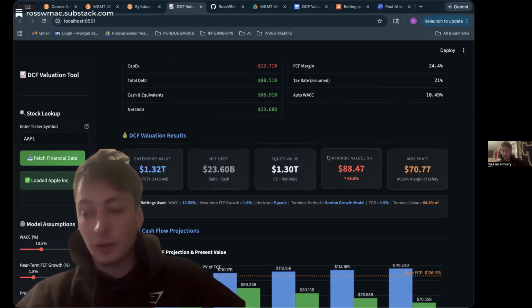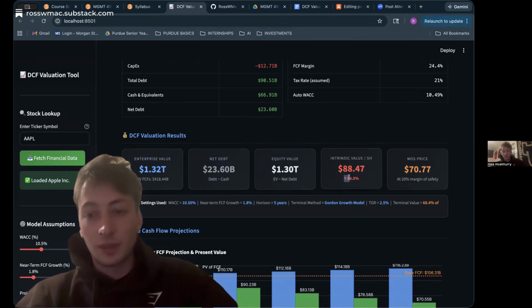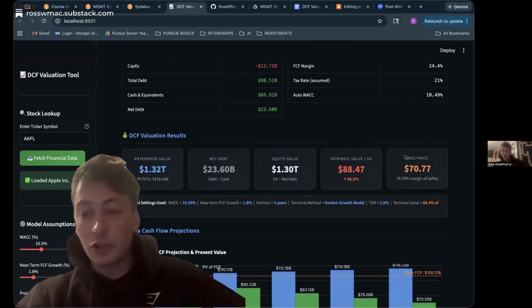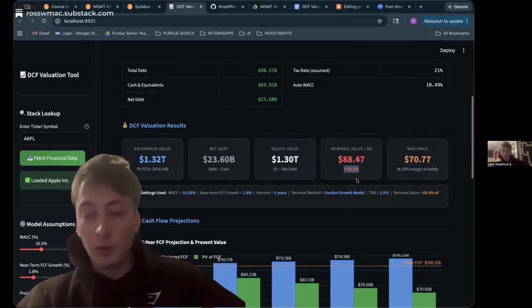You have your intrinsic value per share, which is your equity value divided by shares outstanding. We'll talk about this little number right here a little bit later. And then you have your margin of safety price, which is your intrinsic value discounted by a safety buffer. The safety buffer we have right here is 20%, which can also be adjusted, but we'll talk about that later. This little red upside-down arrow typically indicates that the current stock is overvalued.